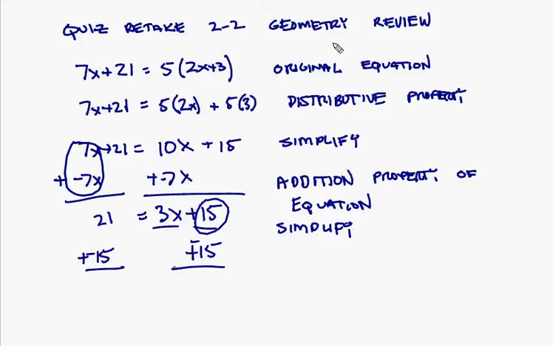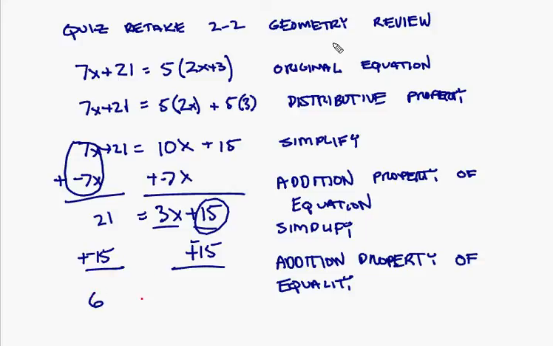And again, this is addition property of equality. This is properties that we supposedly learned in Algebra 1-2, and we have reviewed in this section. Addition property of equality. The result now is we have 6 equals 3x. So that's a simplify.